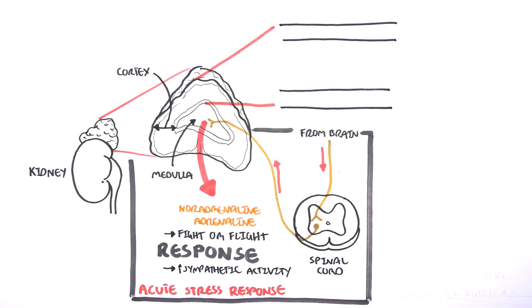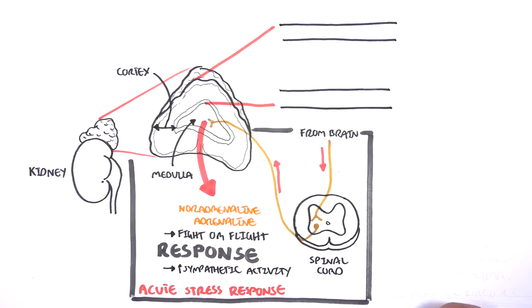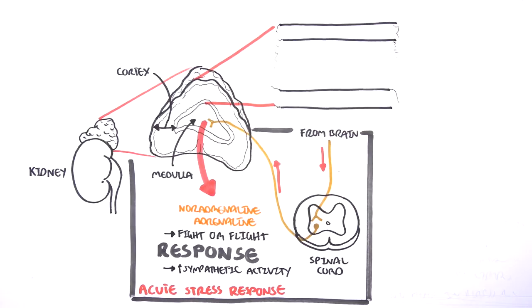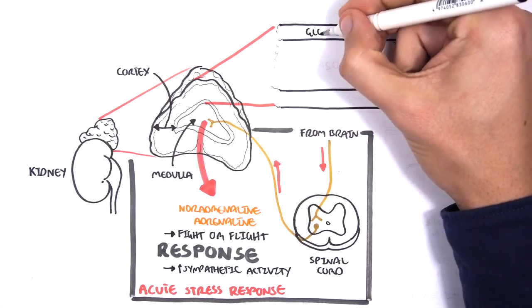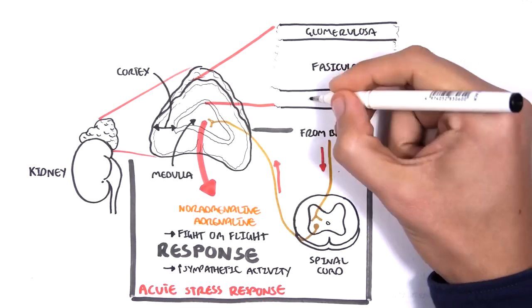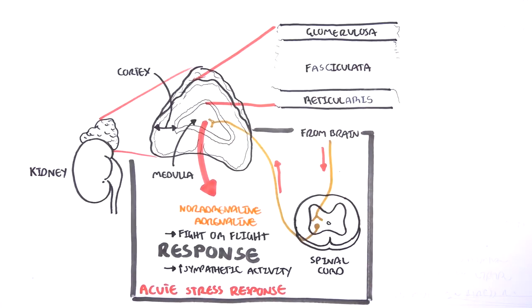The adrenal cortex has actually three main layers, which can be remembered from the top as GFR, such as the GFR of the kidneys. So the very outer layer is the zona glomerulosa. F is for zona fasciculata, and R is for zona reticularis. Again, the adrenal medulla produces hormones for acute stress. However, in the long-term stress response, the adrenal cortex has a bigger role.